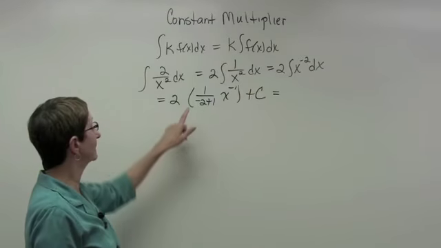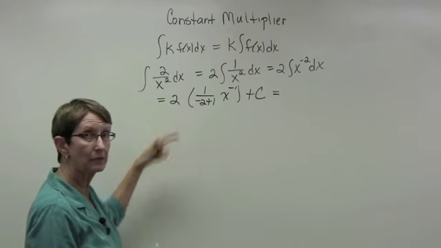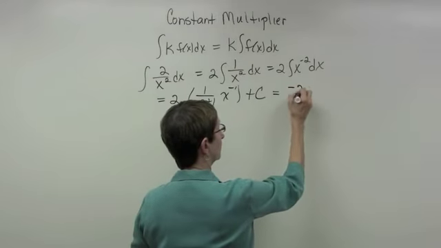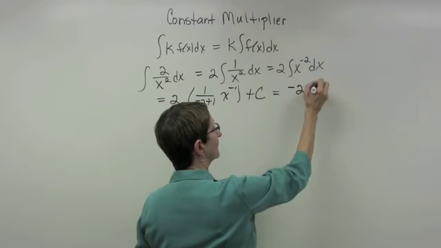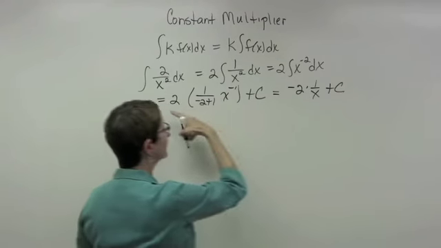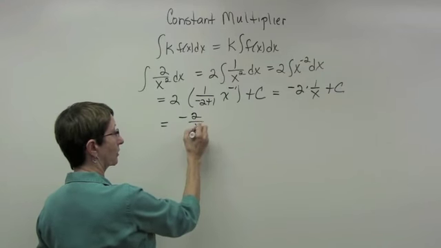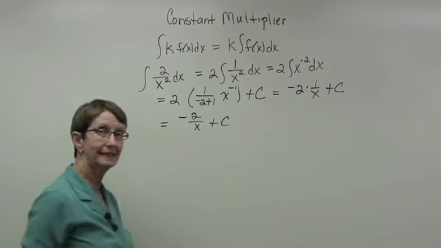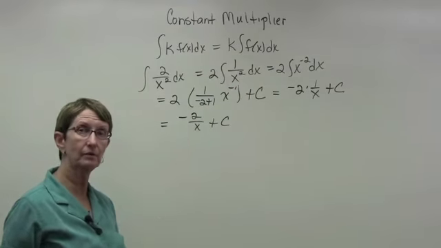So I can simplify this. 1 over -1 multiplied by 2 gives me -2. And then my x to the -1 here is 1 over x. So this is actually equal to -2 over x plus c. And you do need to be able to do some of these types of simplifications.